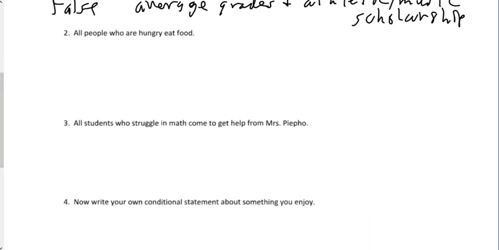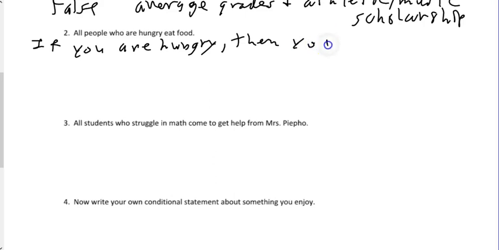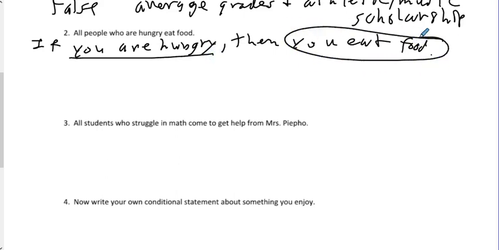All right, number 2, all people who are hungry eat food. Well, that is not an if-then statement. So, if you are hungry, and you could say if you're a person who is hungry, whatever. If you are hungry, then you eat food. So I'm just taking that statement and putting it into an if-then statement. My second part, underline the hypothesis and circle the conclusion. So underline everything after if, circle everything after then.